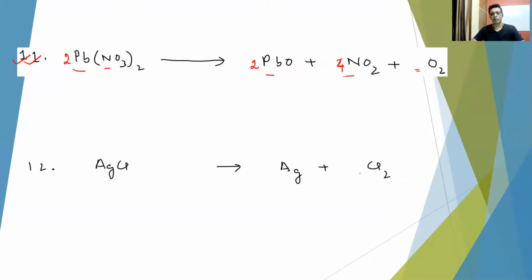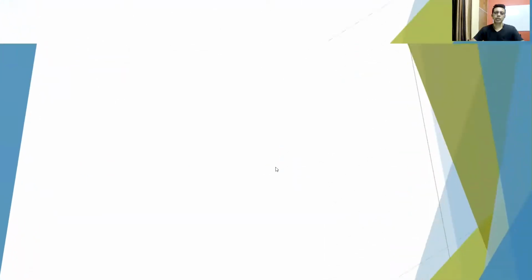Chlorine is balanced. Chlorine is 2 here. So place 2 here. Chlorine is balanced. And while doing so, silver also becomes 2. So place 2 here. Silver is balanced. 12th equation. 13th equation is this.